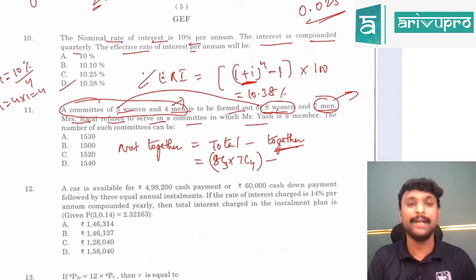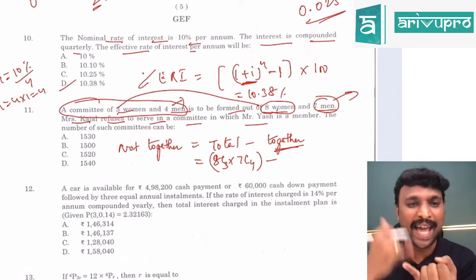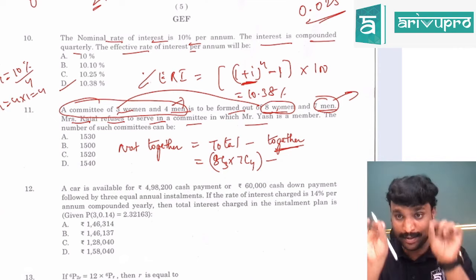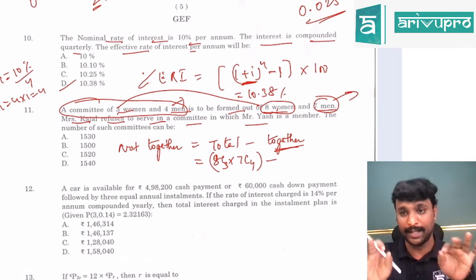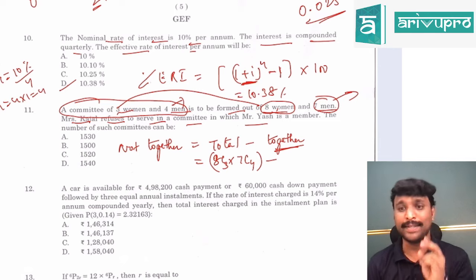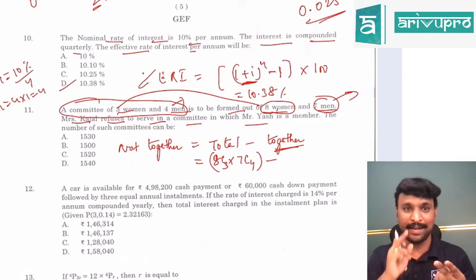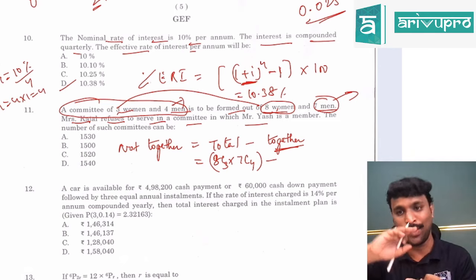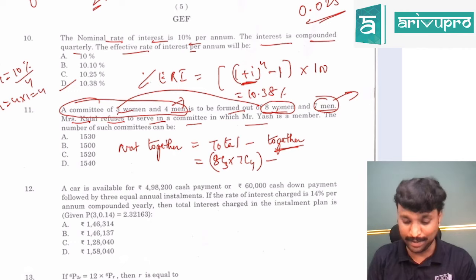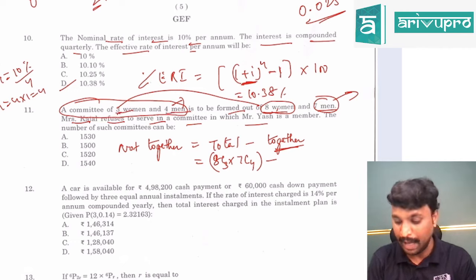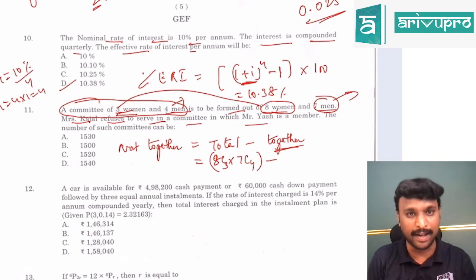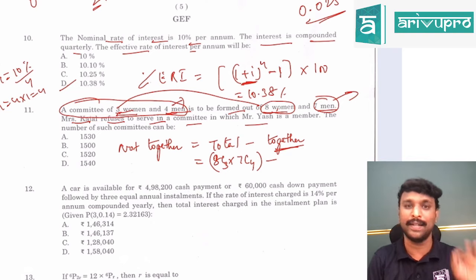Now together means, guys, that Kajal and Mr. H are serving in the same committee. They are together, working in the committee. That means they are already there. Out of the members, 3 women and 4 men, one of the women is definitely Kajal and one of the men is definitely Mr. H.